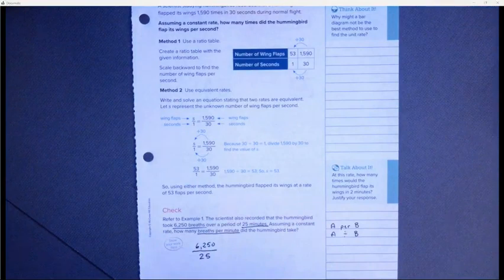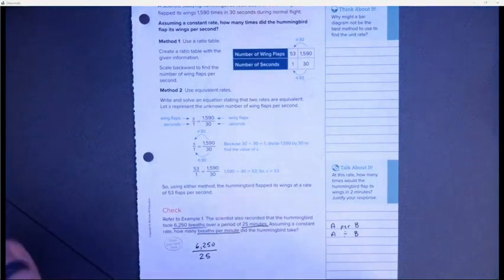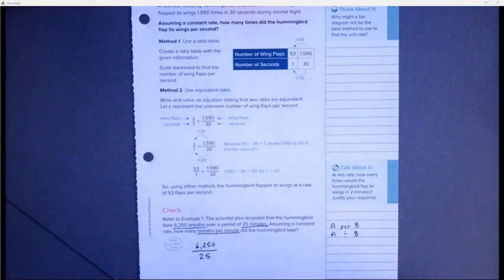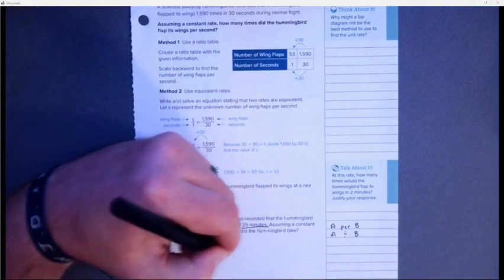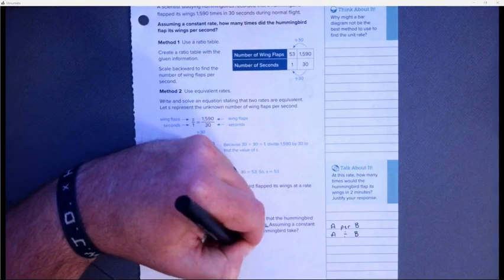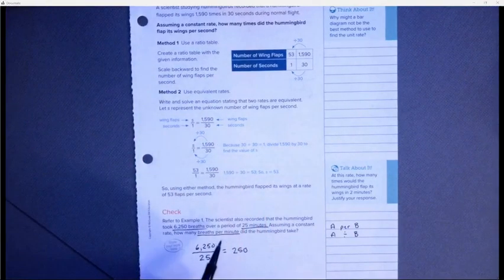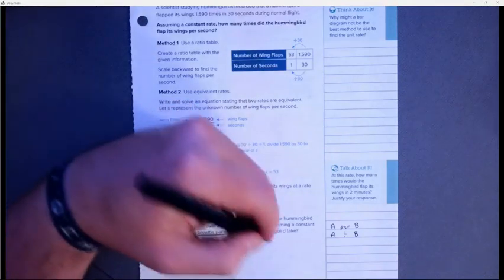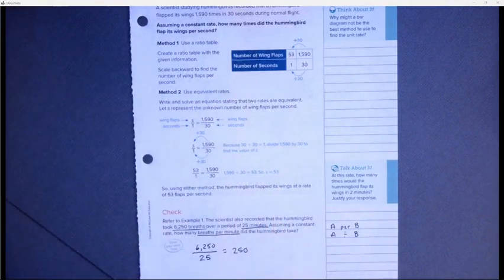And that's going to give me a division problem. Looks similar to a fraction. We know fractions are division problems. So 6,250 divided by 25 will give me 250. So in 1 minute, per minute, in 1 minute, the hummingbird breathes 250 times.